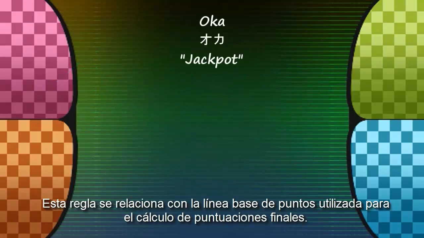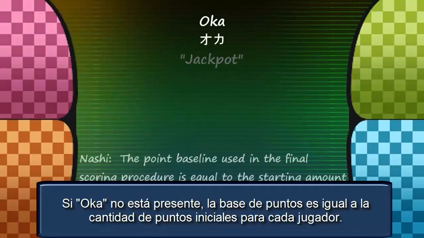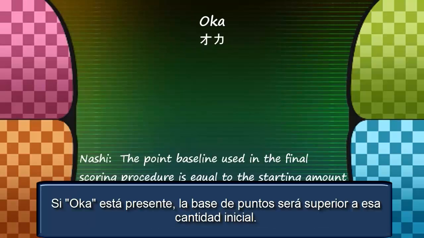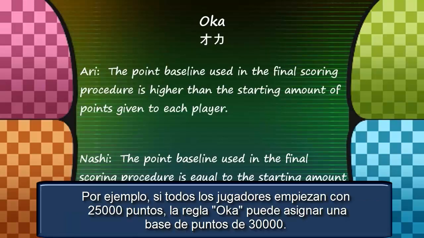Oka. This rule is related to the point baseline that you use when doing the final scoring at the end of a game. If Oka is absent, the baseline will be the same as the starting amount of points for each player. If Oka is present, the baseline will be higher than the player's starting points. For example, if all players start with 25,000 points, the Oka rule could make the point baseline 30,000 points instead.